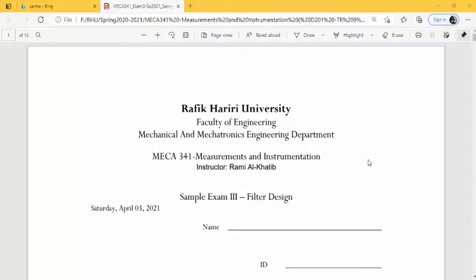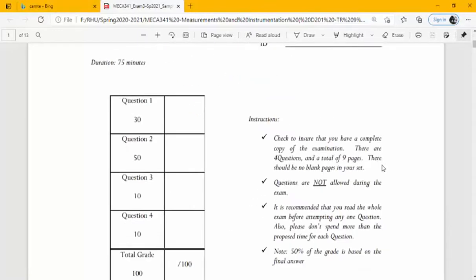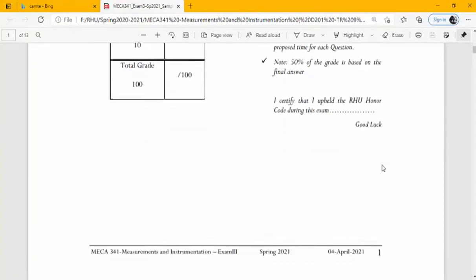Hello, in this session we will solve a sample exam, exam number 3, and the objective of exam number 3 will be to test your knowledge in filter design. You have 4 questions and you are supposed to solve them within 75 minutes.